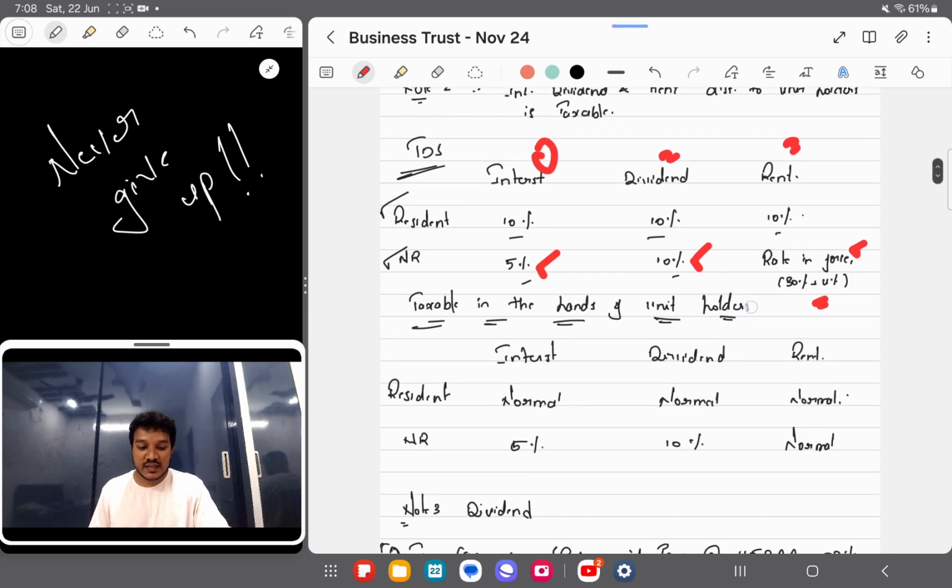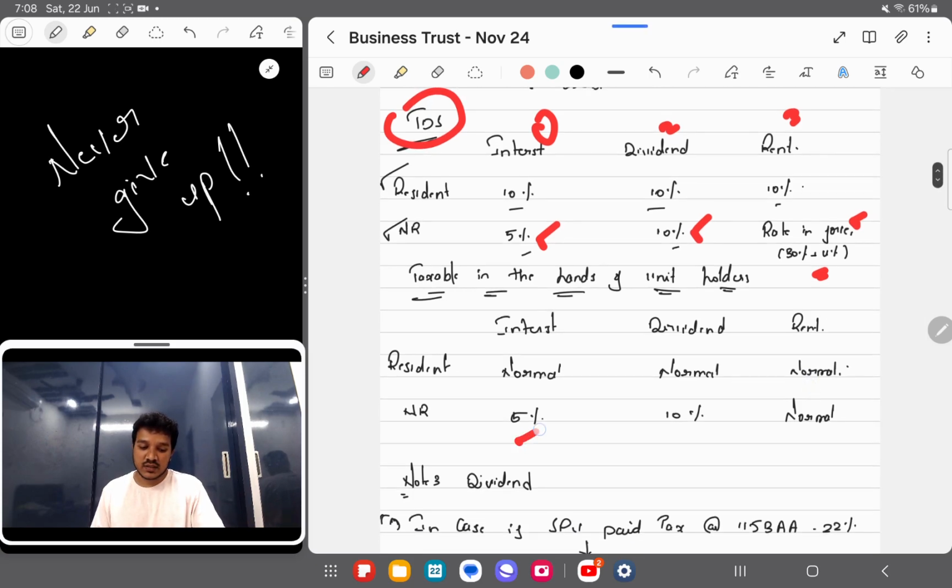So this is the TDS part. And then ultimately in the hands of unit holders, what is the tax rate? For non-resident it is 5%.